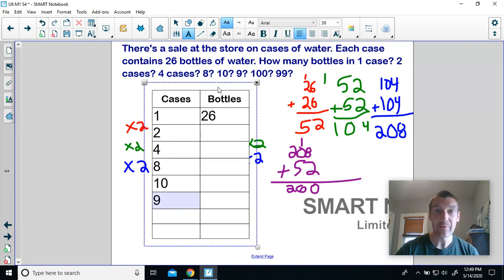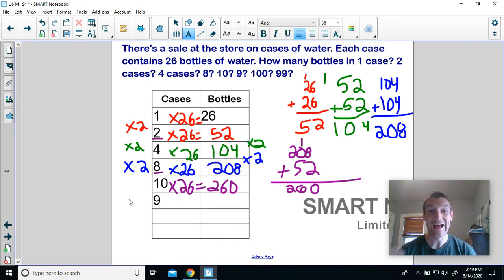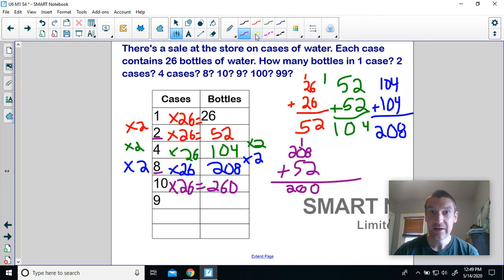Oh, now we're going backwards. What if we only had 9 cases of water? Now, we can think about this in a few different ways. We knew what 10 cases was. What if we just took 1 case away? Okay. So we had 260 bottles. What if we take 1 case away?